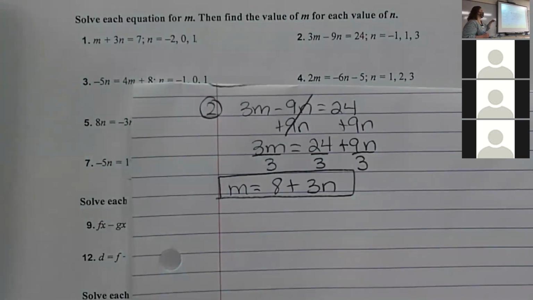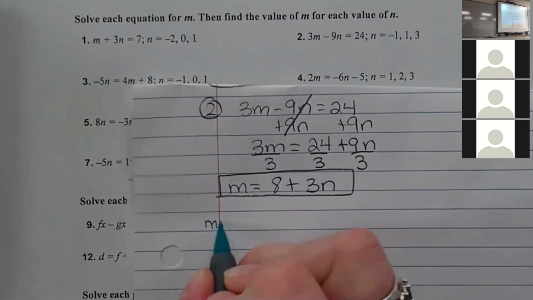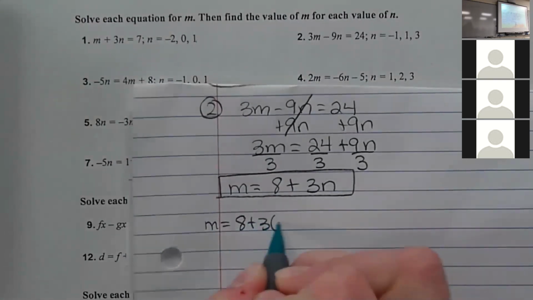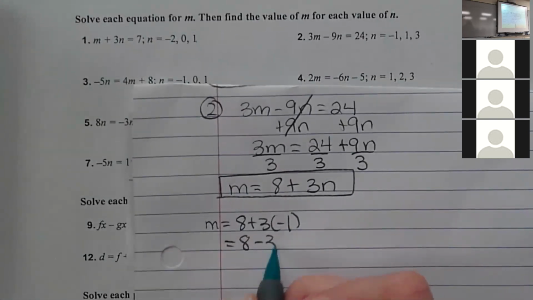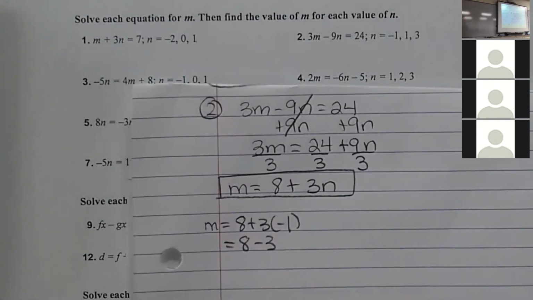Now I'm going to plug in my numbers. So they say to plug in -1 first. So wherever I see an n, I'm going to put in a -1. So I have m equals 8 plus 3 times -1. So that's 8 minus 3, right? What's 8 minus 3? 5.